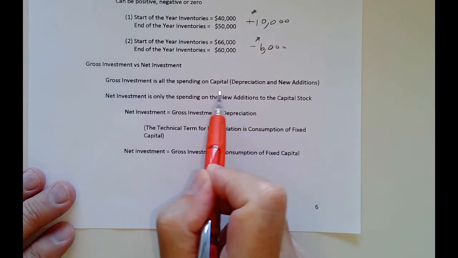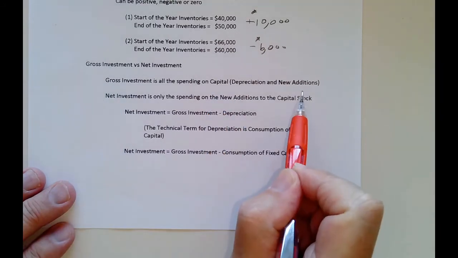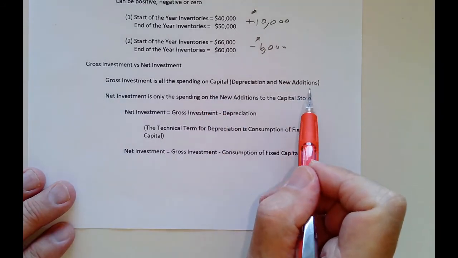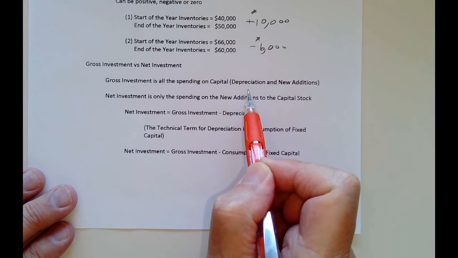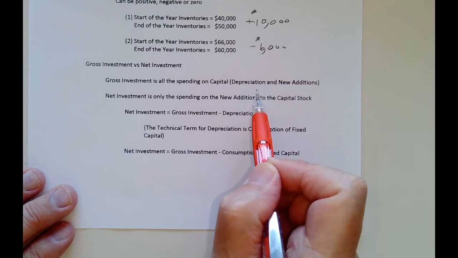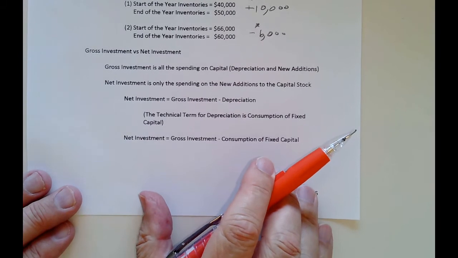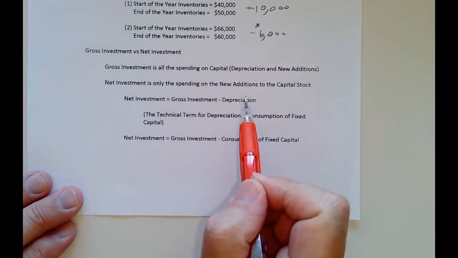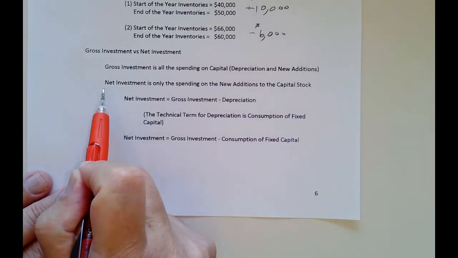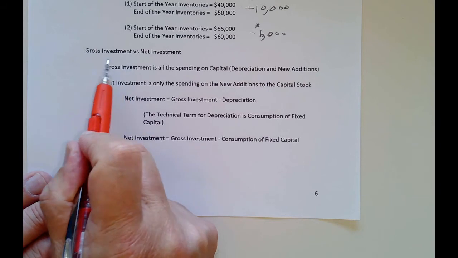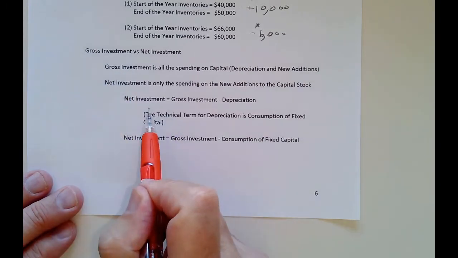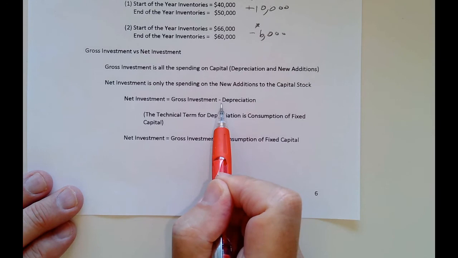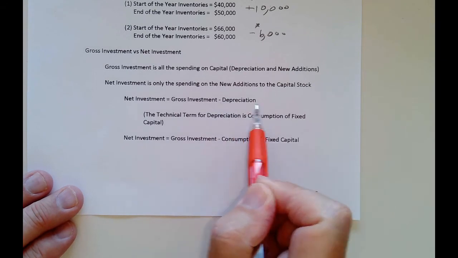It's spending on all capital, money that's spent on new additions to capital for a business, as well as money spent to replace capital equipment that was worn out, became obsolete, or was broken during the year. So net investment is only spending on the new additions. So net is always when you subtract something. Gross is the total for whatever you're talking about. Net, you always subtract something out. So net investment will be gross investment minus depreciation, the money spent on depreciation.